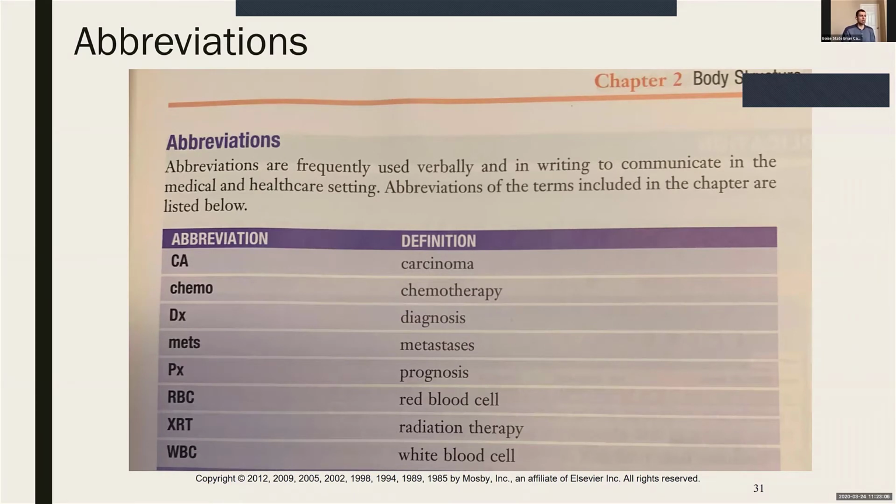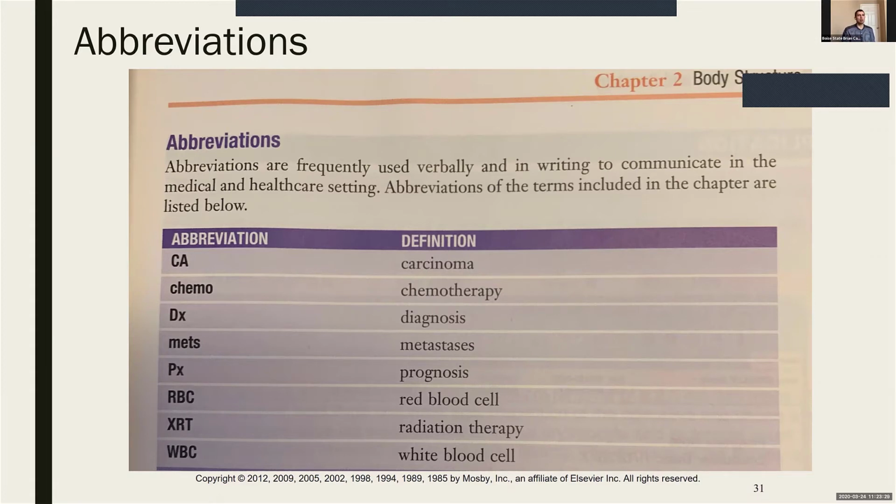The abbreviations that are listed here are common. By no way is this exhaustive. This is just a small subset of some of the abbreviations that we see used in this chapter. But for example, CA for cancer. On our sheets, as a respiratory therapist, we see patients with lung cancer all the time. So we write lung CA for lung cancer.